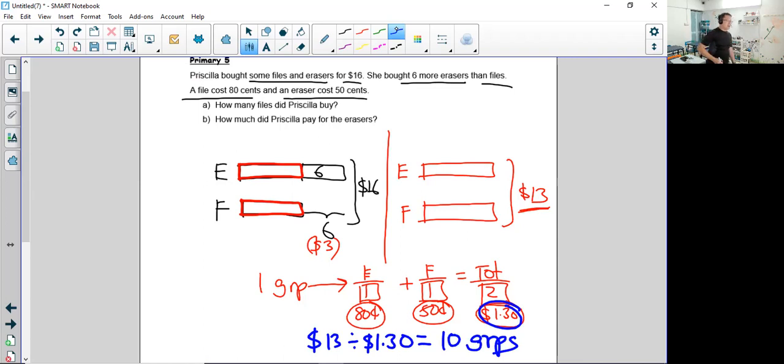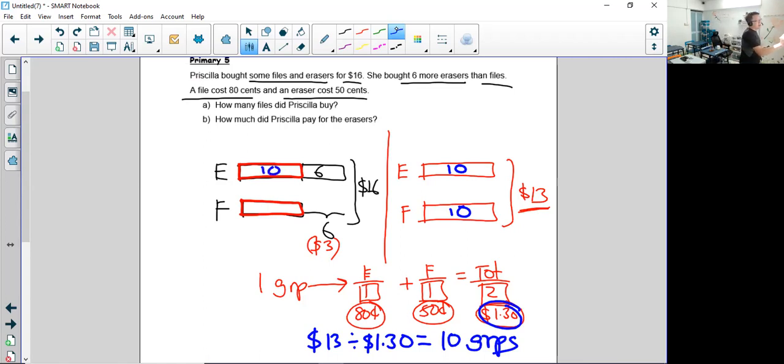So if there are 10 groups, then how many erasers are there? In one group, there is 1 eraser. 10 groups will be 10 times 1, 10 erasers. And in one group, there's 1 file. So 10 groups, there will be 10 times 1. So you can see there are equal number of erasers and files. So the lesson here is, we can make one group with equal number. How? Take away the extra, take away the excess, the more than, and then you have equal number already.